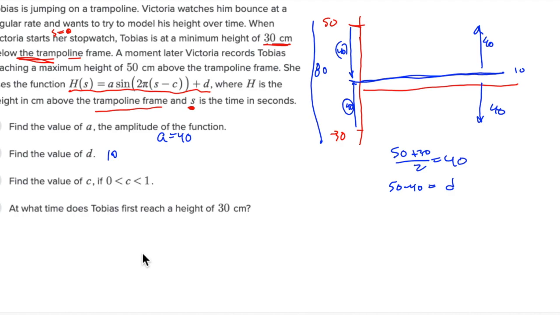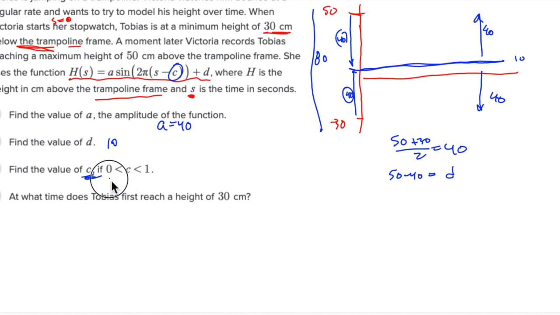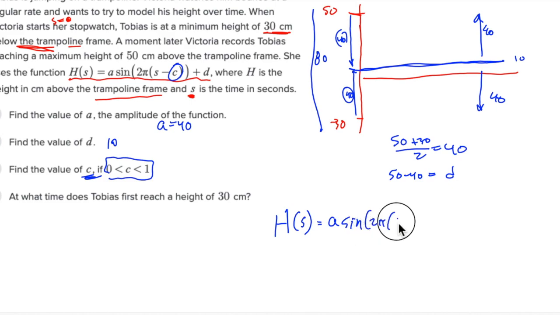And now for part C, let's see. Find the value of C. So this is C right here. And they're telling us C has to be a fraction between 0 and 1. That's actually helpful. So we're going to look at our equation again. We have h of s, that's our height, equals A sine 2 pi (s minus c) plus D.